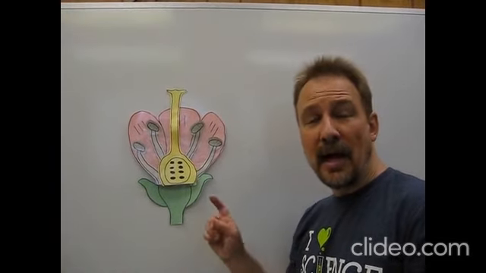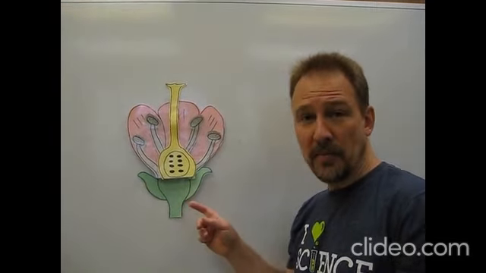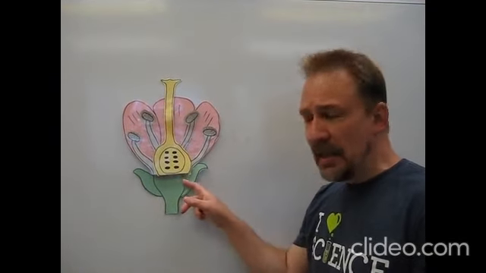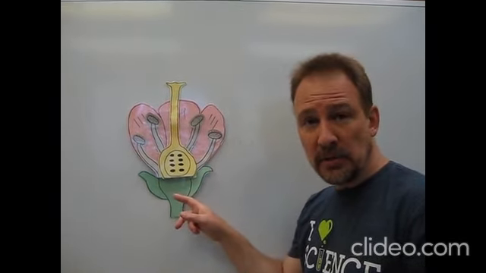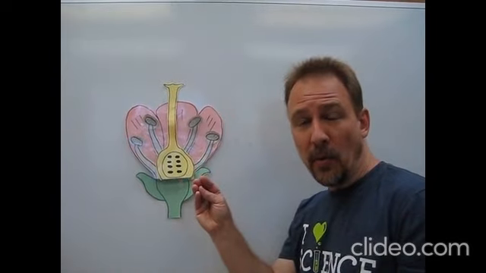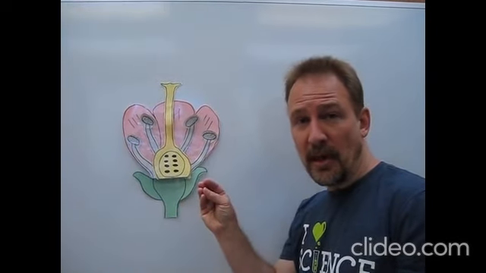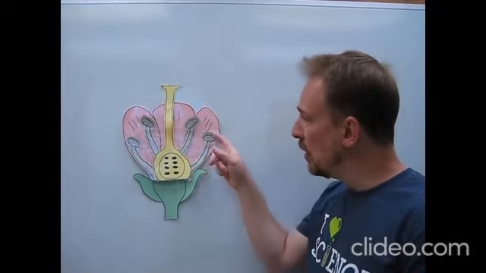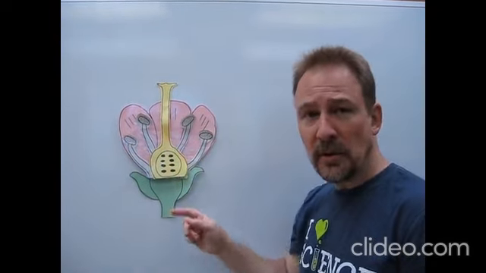So let's take a look at a diagram of a flower. That way you can see the parts better. These green leaves underneath are called sepals. That's what covered the flower when it was a bud and protected it before it blossomed. But now that it's bloomed, these pink things are the petals. They're brightly colored to attract pollinators.